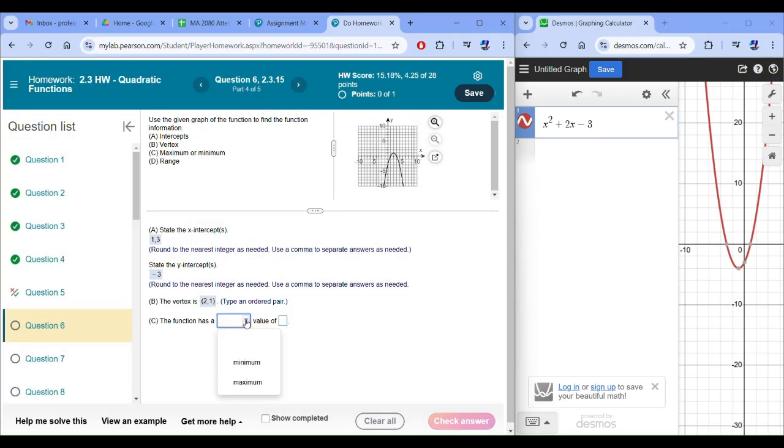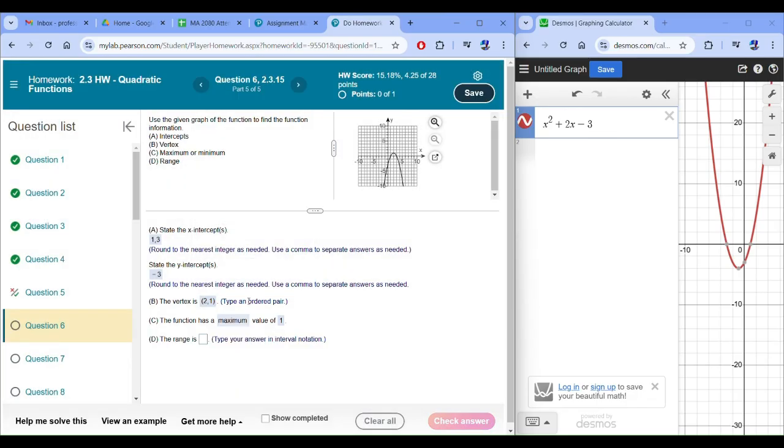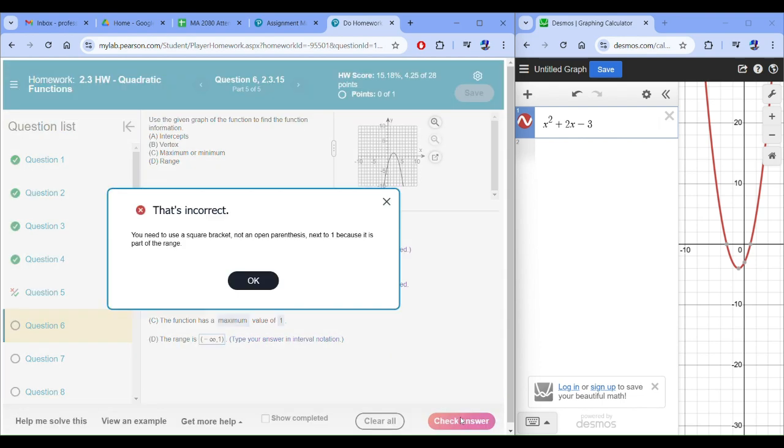Awesome. This function has a maximum value of 1. That's the highest value you can put up. The range is going to be from the lowest value. Since this graph is facing down, it's always going to be the same exact thing. It's going to be negative infinity to our highest point, which here is 1. So every y value from negative infinity to 1 works.